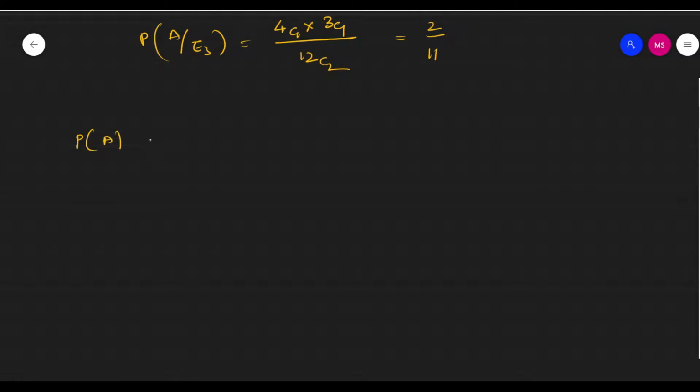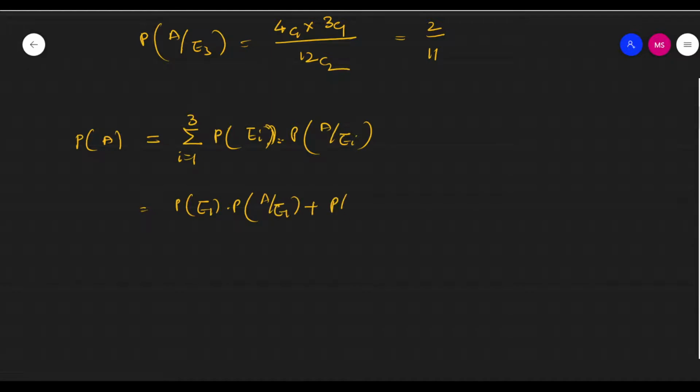What is the P of A formula in Bayes' theorem? Summation, i running from 1 to 3, P of Ei into P of A given Ei. So now let's expand this. Applying the summation: P of E1 into P of A given E1, plus P of E2 into P of A given E2, plus P of E3 into P of A given E3.